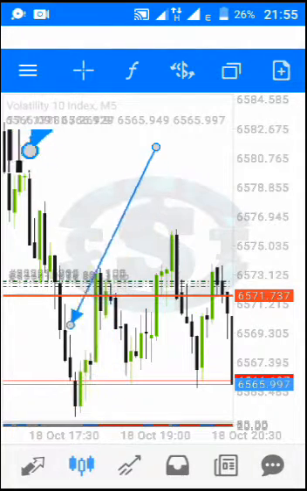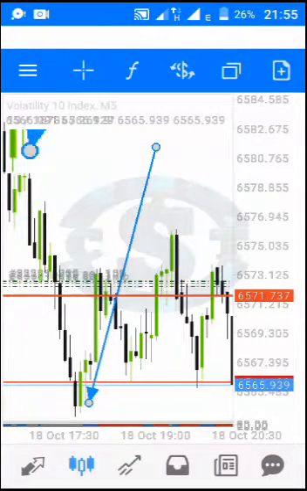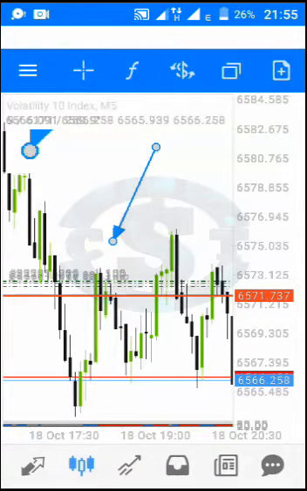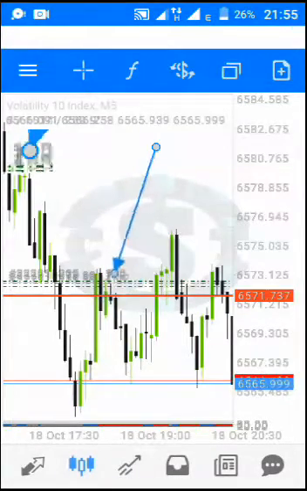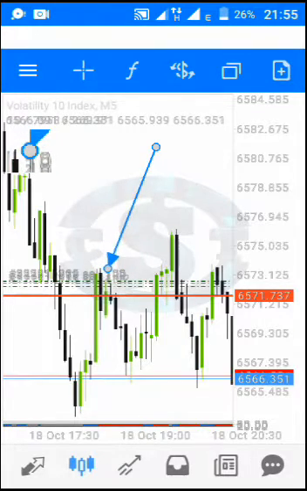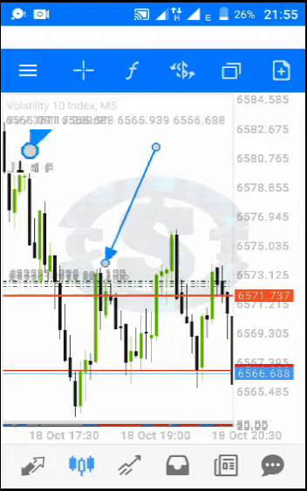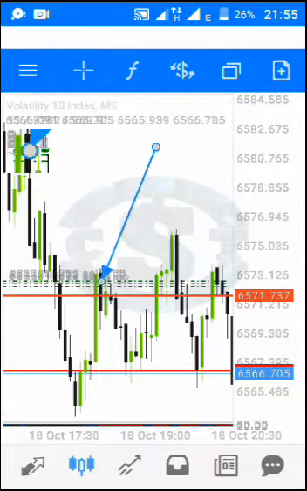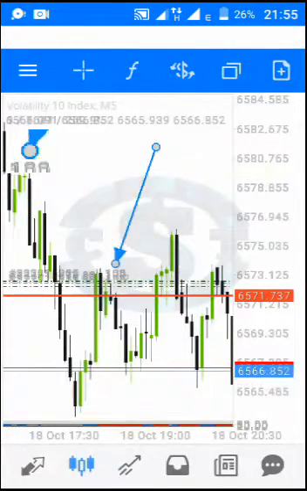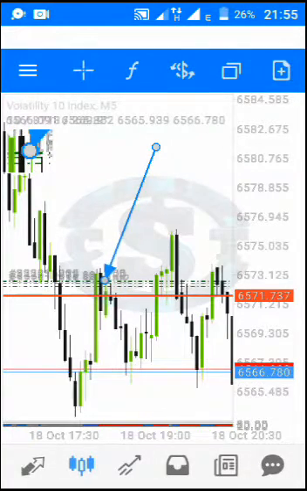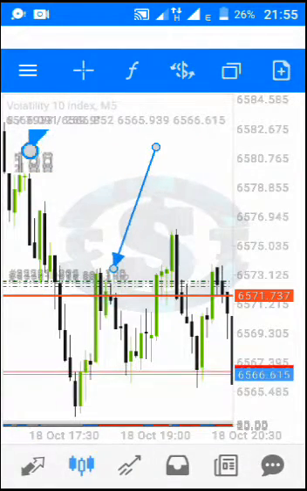Now the market came to this point and then began to go up, up, up, up. You see that? It gave us a swing high right here. And I believe that if you check the commonly used oscillators, they should be giving you an overbought reading at this swing high.